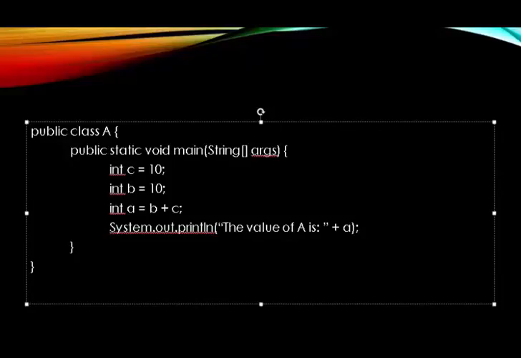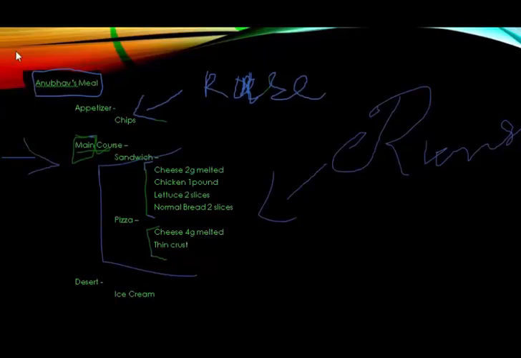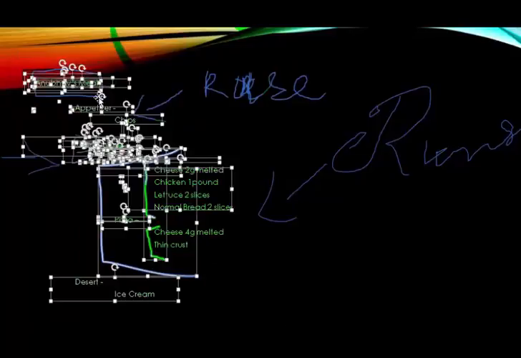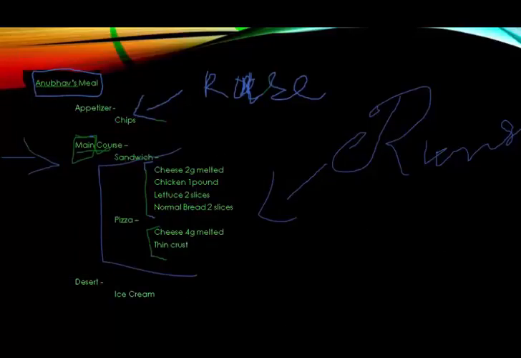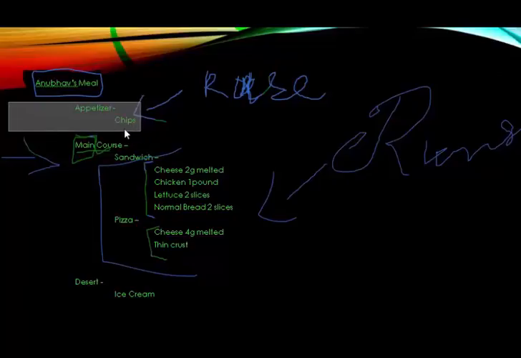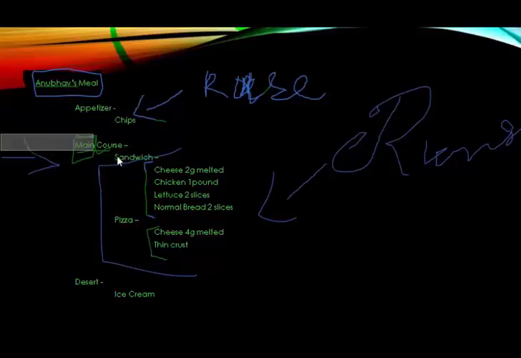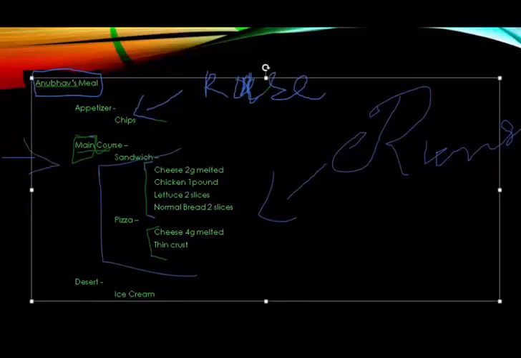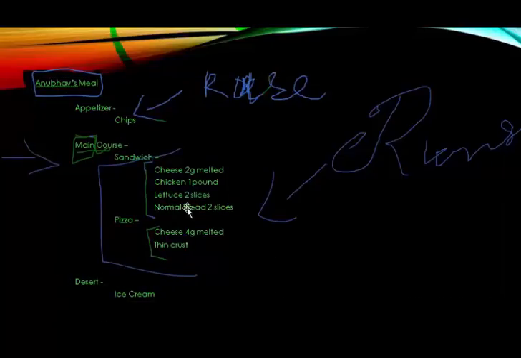Along with that, I also want to tell you about something called tabbing, which I also showed here. As you can see, Anubhav's meal is the main thing. So let's think about it this way. The meal is supposed to be a square, so it highlights all of these. But the appetizer only covers this much. The main course covers this much. And the dessert covers this much. So you should think about this.